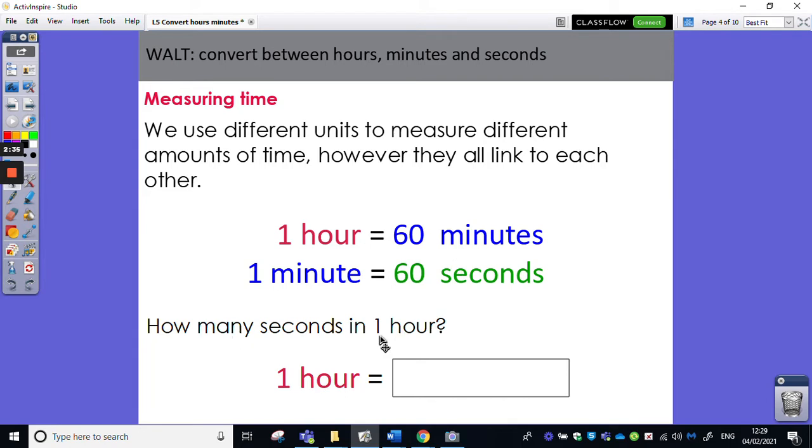So just a little challenge there at the bottom. If there are 60 minutes in 1 hour and 60 seconds in 1 minute, how many seconds are in 1 hour? So hopefully you've had to think about that. So the calculation I would have to do is 60 times 60. So there are 3,600 seconds in 1 hour. Now we won't be looking at that today, but it is a little bit of a challenge if you want to do some of that in your own time as well.